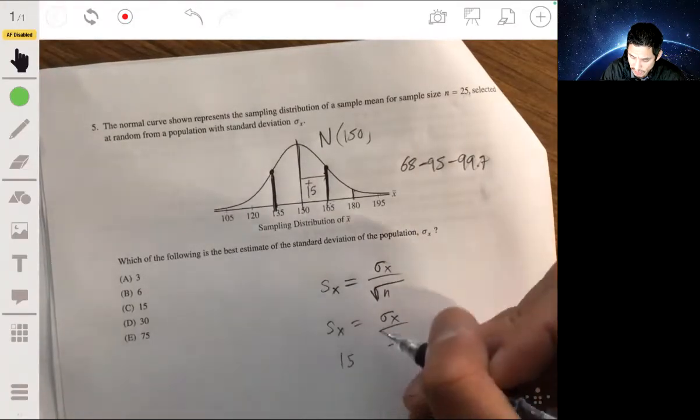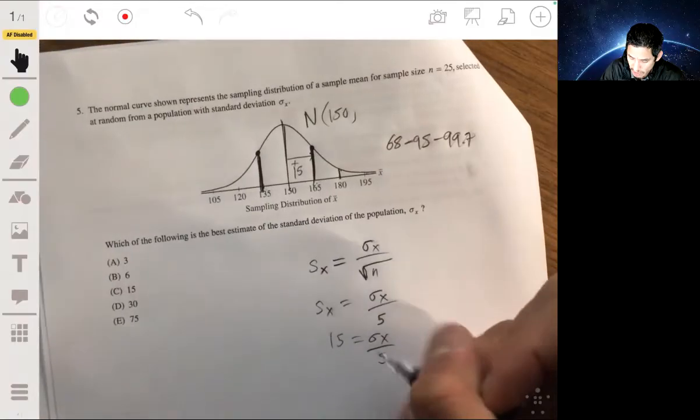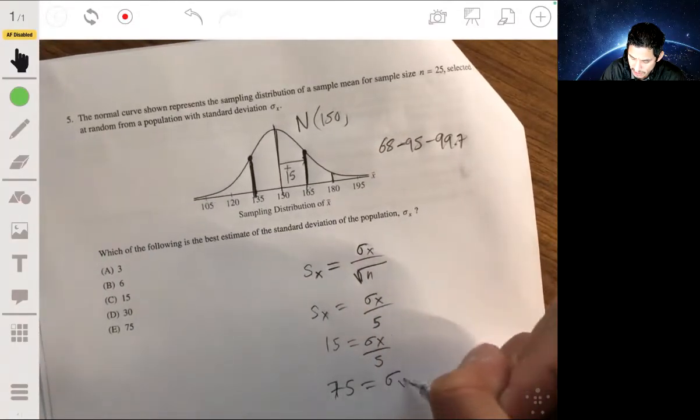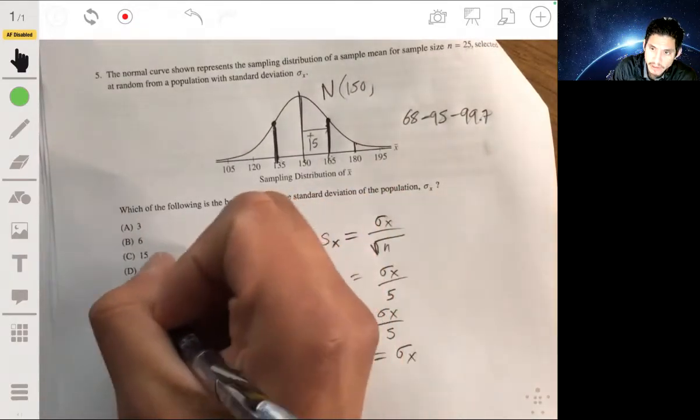So 15 would be sigma sub x over 5. Multiply both sides by 5. 75 would be the population standard deviation. Make sure you know your algebra. So the answer would be E.